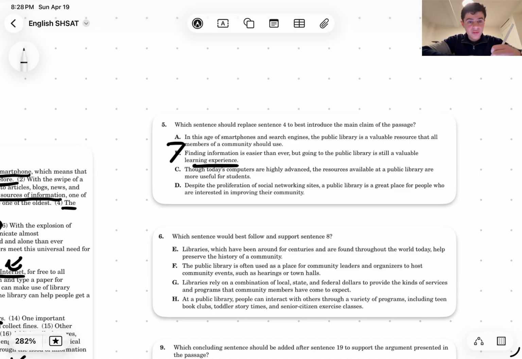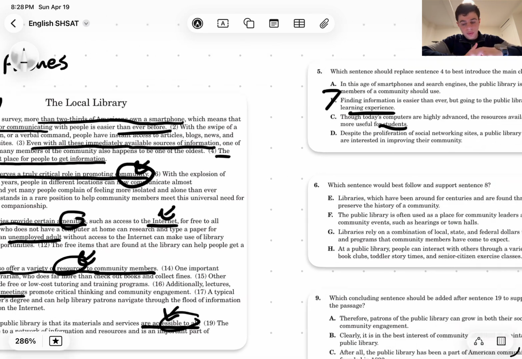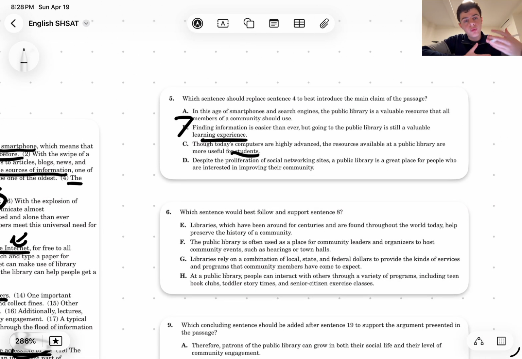Well, again, this doesn't only talk about students, right? This talks about all sorts of different people. It says here, an unemployed adult, right? It says book groups, town meetings, right? Those aren't all student activities. So this is wrong because it is too specific of an answer choice. One of the tips that I said earlier, you can't be too specific.